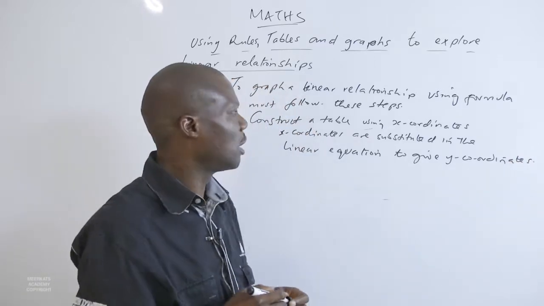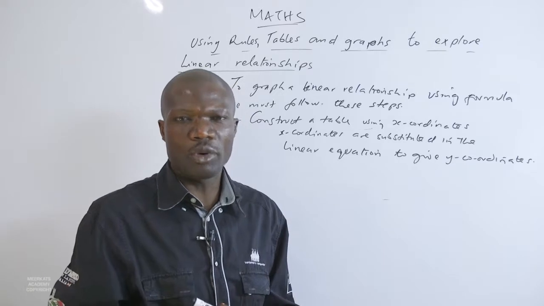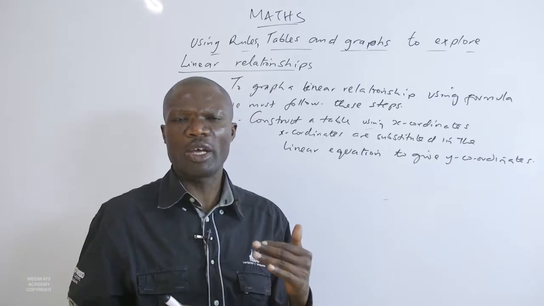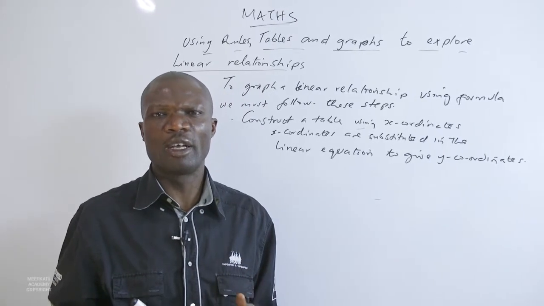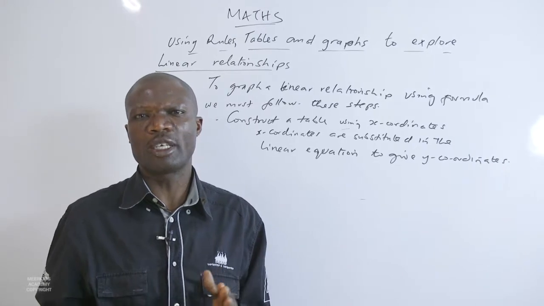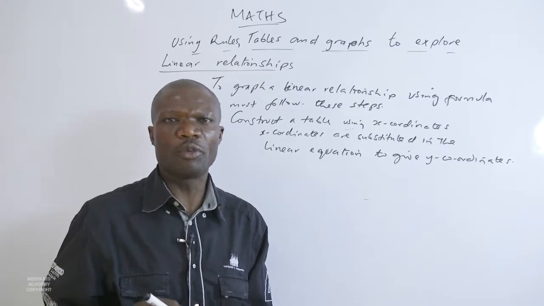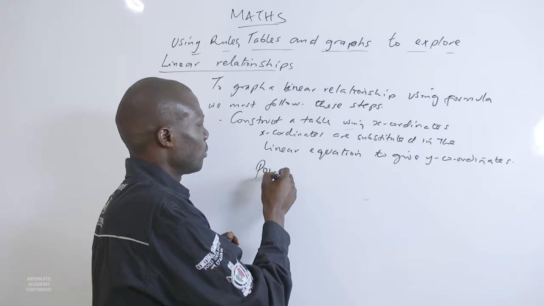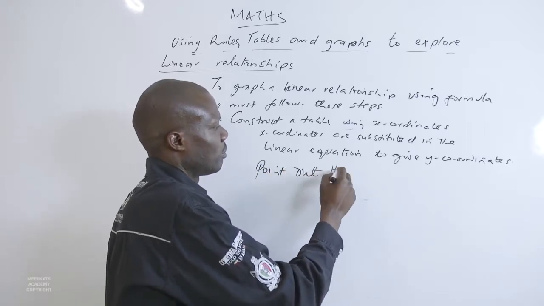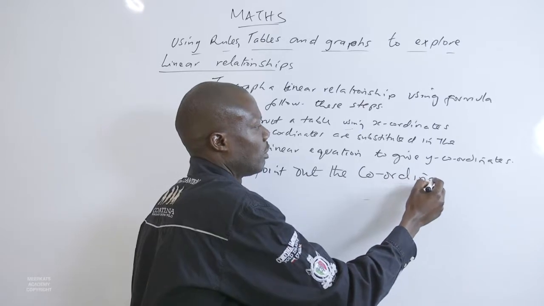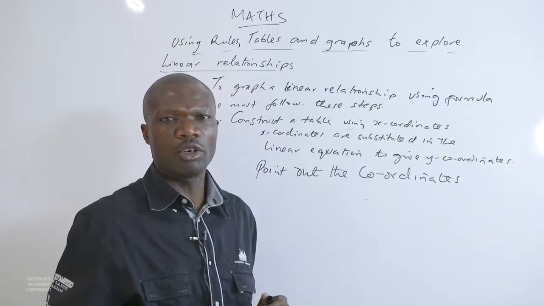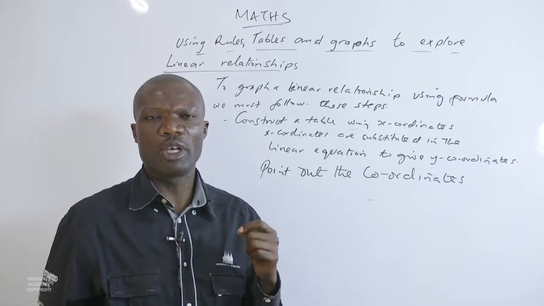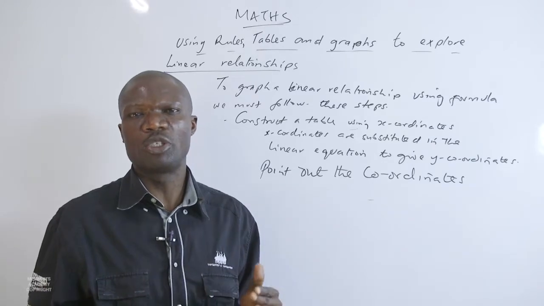The x coordinates are substituted in the linear equation to give us the y coordinates. So the moment we have the y coordinates, then we are able to identify both the x and y coordinates. Now, if you are able to identify the y and x coordinates, you highlight or point out the x and y coordinates from the table, so that you will be able to know what points you are going to plot.